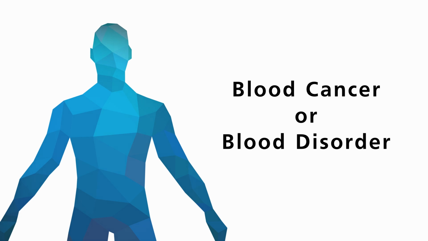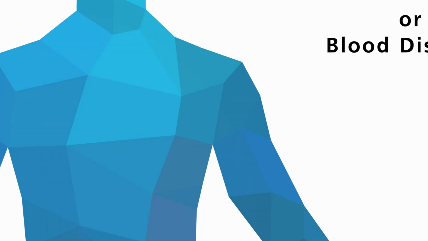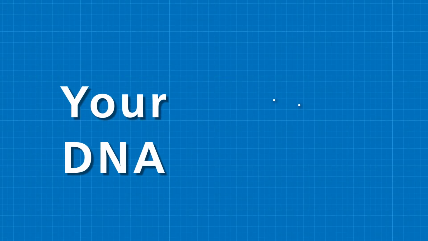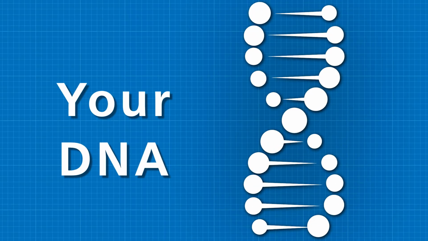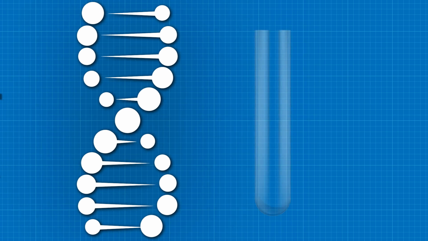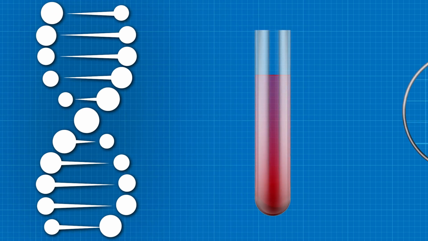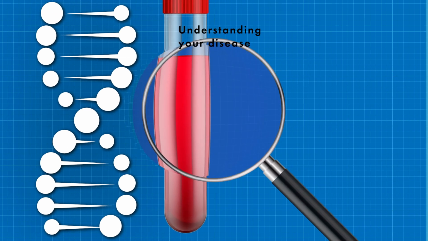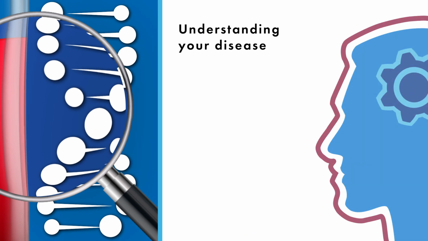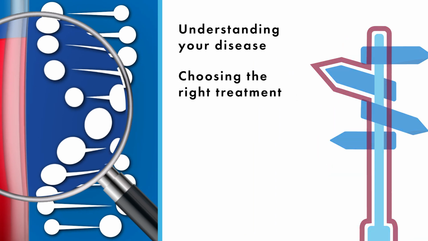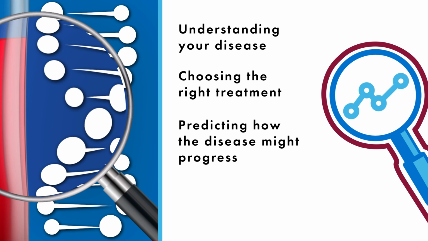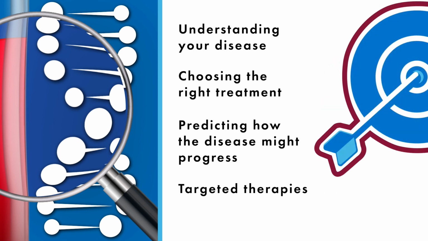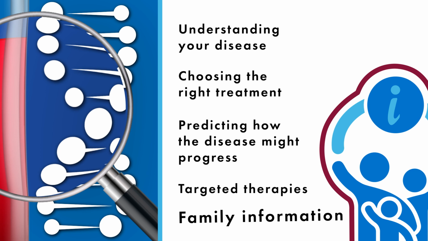Blood cancer, or blood disorder, is linked to changes in your body's cells. These changes are often connected to your DNA, which is your body's blueprint. Genetic testing is all about reading this blueprint to get specific information about your health. The main reasons why genetic testing is important include understanding your disease, choosing the right treatment, predicting how a disease might progress, targeted therapies, and family information.